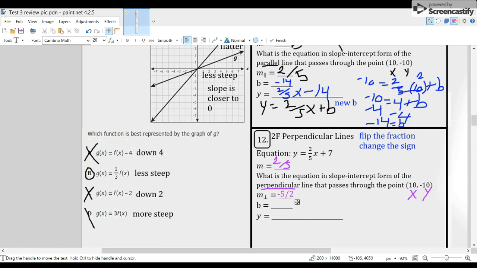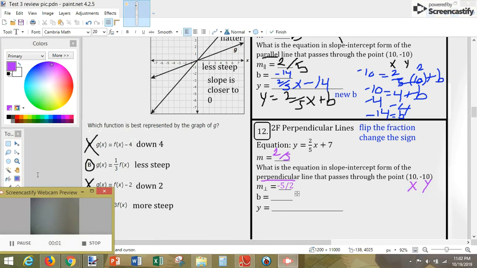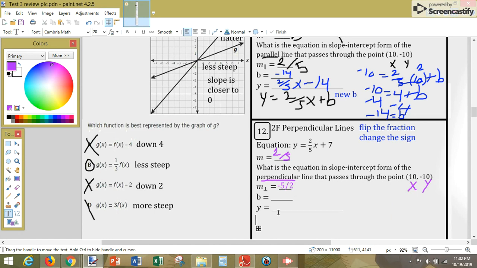Now let's solve for b. So first we want to set up our equation. Y equals -5/2 x plus b. This is our new b. We do not have to look at this old b. It has nothing to do with this problem here. So next we're going to plug in the point. So we have -10 equals -5/2 times x, which is 10, plus b.